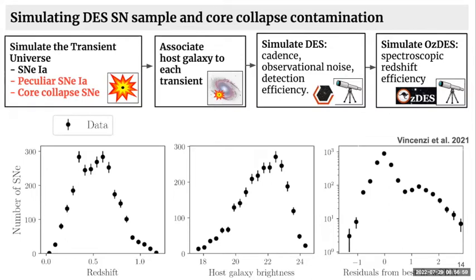So here I show three panels. These are the observed distributions of redshift, host galaxy brightness, and residuals from the best fit cosmology. This is for real data, the DES data, and these are three of the many distributions that we checked in order to validate our simulations. So if our simulations are correct, in principle, the simulated distribution of redshift, of the host galaxies and residuals should match what we see.